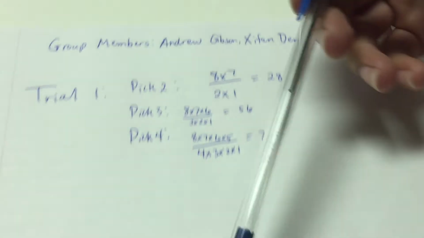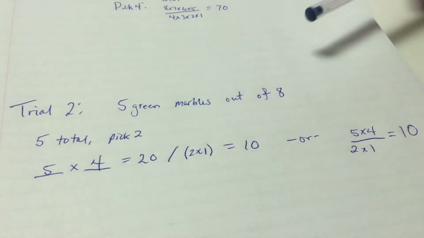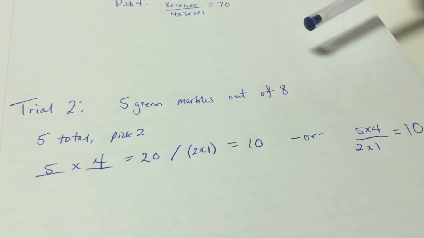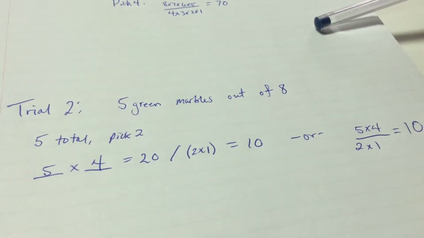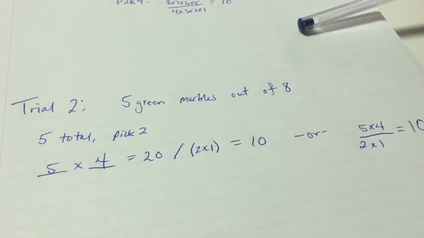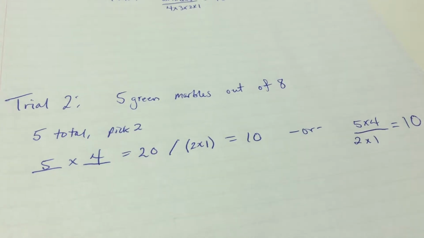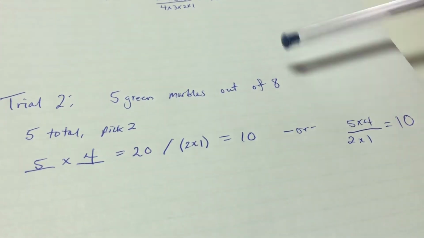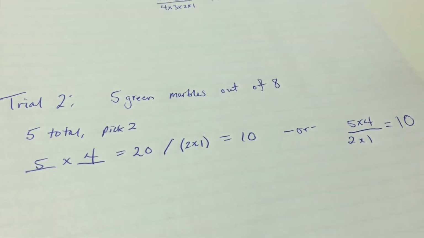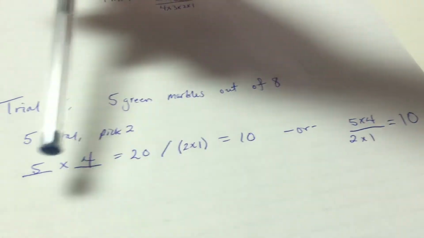In our second trial, we were tasked with whittling down the sample size a little bit and picking one characteristic out of all of our elements to test for. For our group, we had 5 green marbles out of 8, so we picked our sample size to be the 5 green marbles. And then we were tasked with picking 2 out of the 5, and finding the probability.